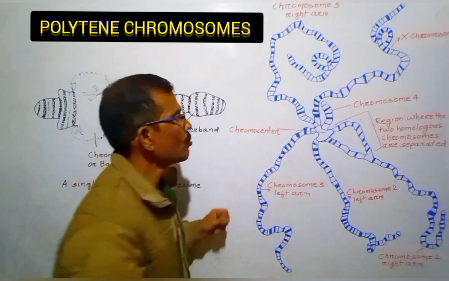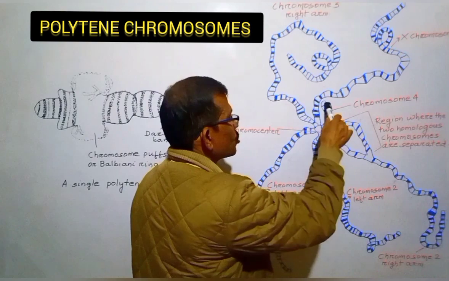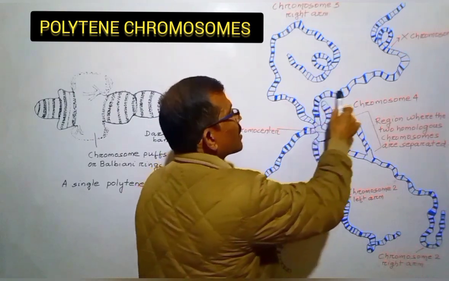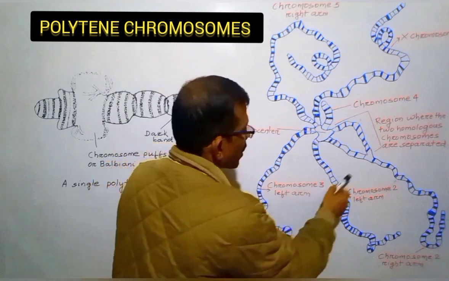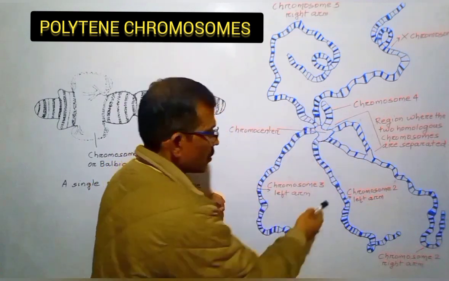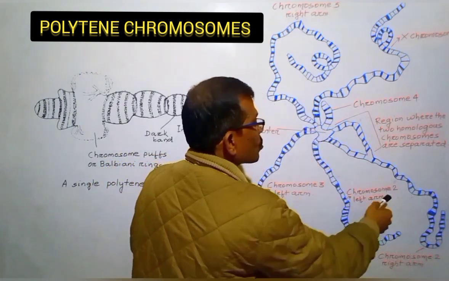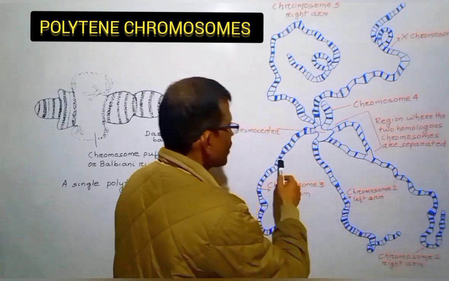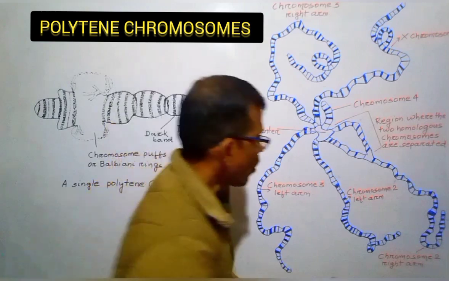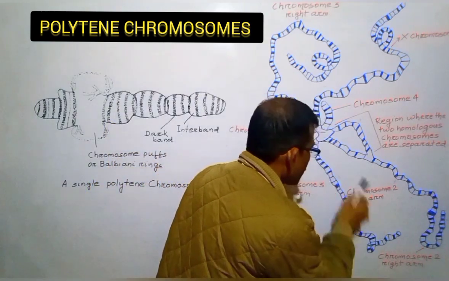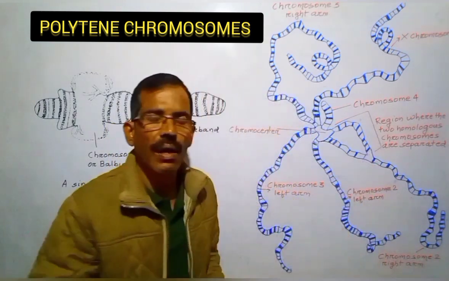Out of the various chromosomes, this is the fused chromosome 4 and that is the fused X chromosome. Of the remaining, there are 4 arms. These 2 arms belong to chromosome 2 and the remaining 2 arms belong to chromosome 3. One arm is the left arm and the other is the right arm.